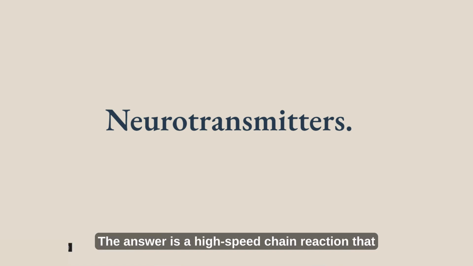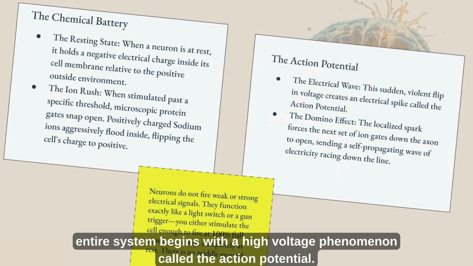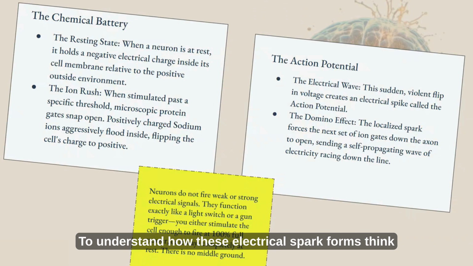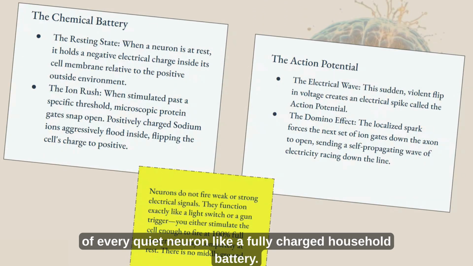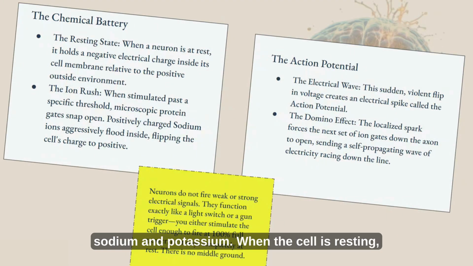The answer is a high-speed chain reaction that forces your brain cells to convert raw electricity into chemical data, and that entire system begins with a high voltage phenomenon called the action potential. To understand how this electrical spark forms, think of every quiet neuron like a fully charged household battery. It builds up electrical power by separating two simple chemical ingredients, sodium and potassium.